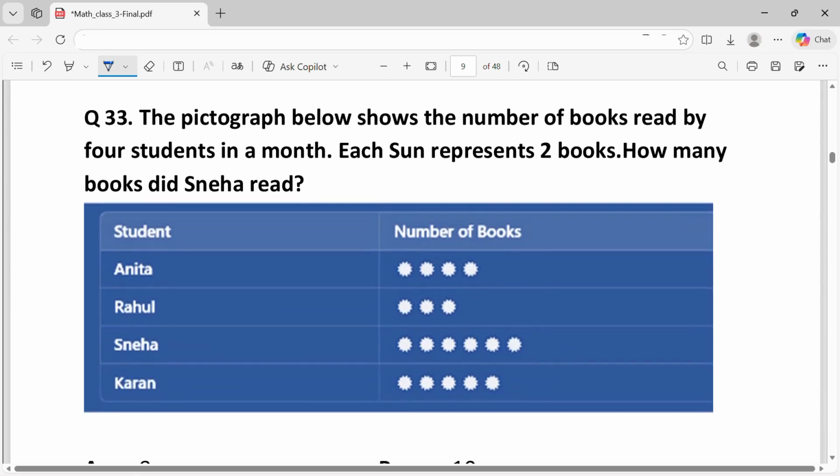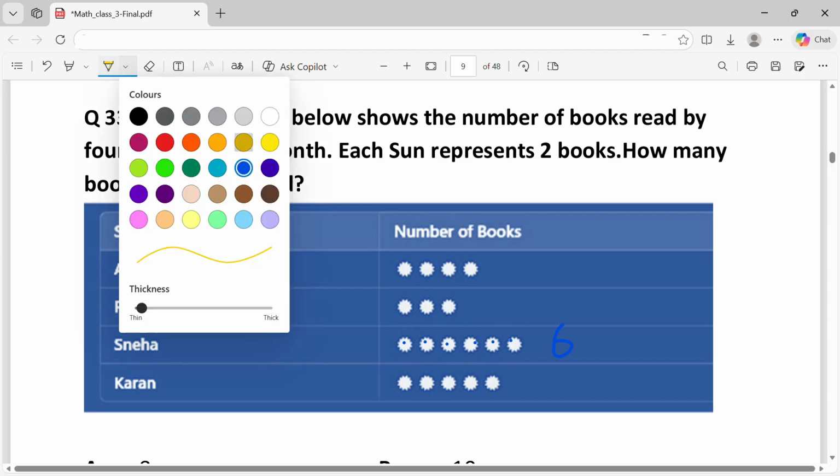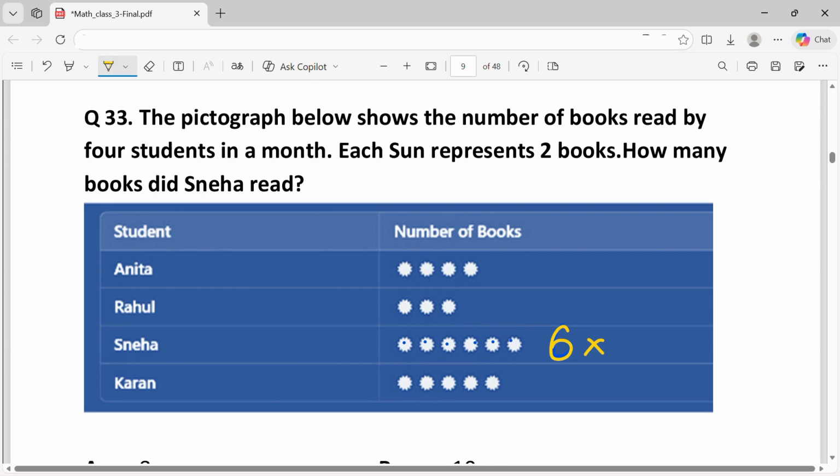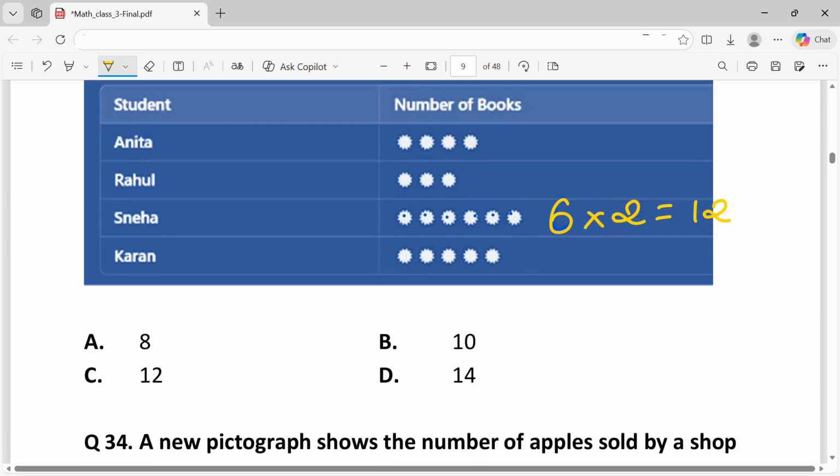Question 33. The pictograph below shows the number of books read by 4 students in a month. Each sun represents 2 books. How many books did Sneha read? So the number of books Sneha read is 1, 2, 3, 4, 5, 6. That is 6 suns. That is 6 suns into each sun representing 2 books, that is 2, which is equal to 12. From the given options, Sneha read C, 12 books.